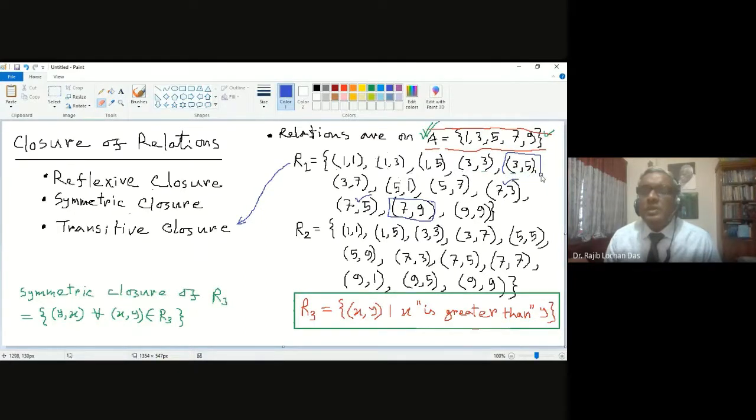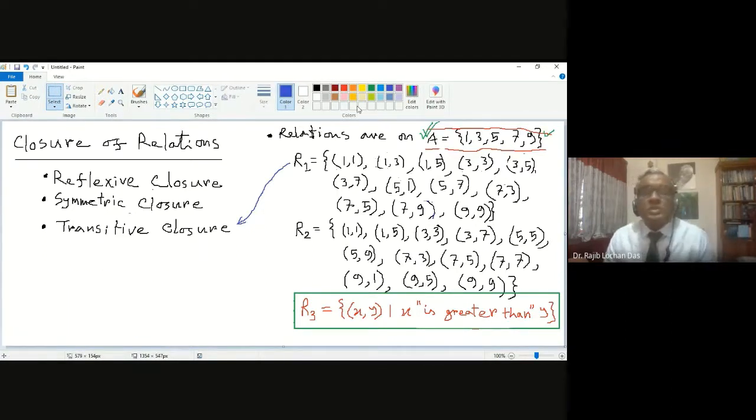In fact, for any reflexive pair like (1,1), (3,3), (5,5), (7,7), you will see it is present. So it is better to look for different numbers like (1,3), (1,5), (3,5), (5,7), so that you can exactly check whether it is transitive or not. So let us take two things.